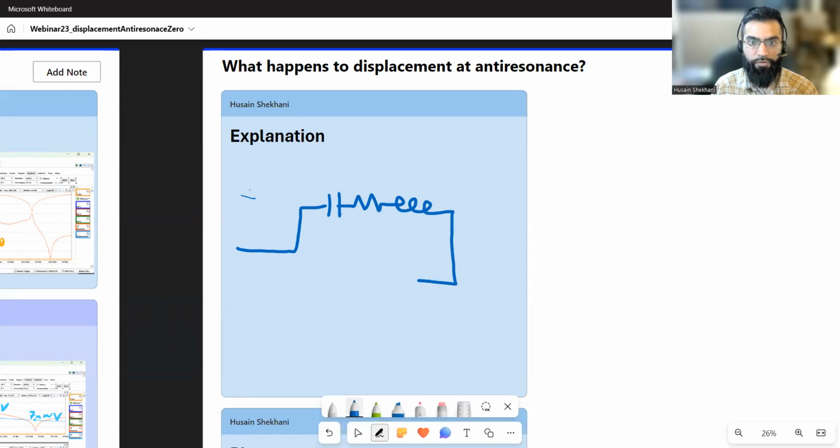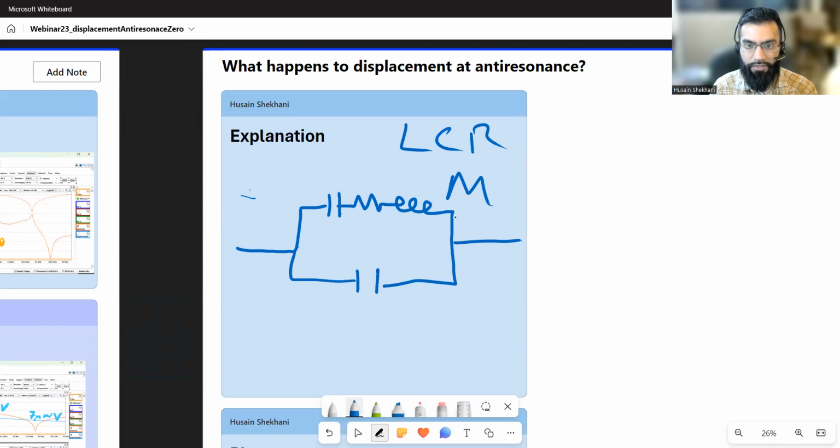So this is, I think, the easiest way to show it. This is the mechanical branch. This is the LCR circuit, and this is the pure capacitive, or pure dielectric, branch of the circuit, which has nothing to do with mechanical, you could say.